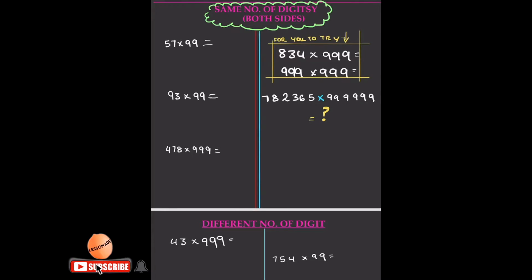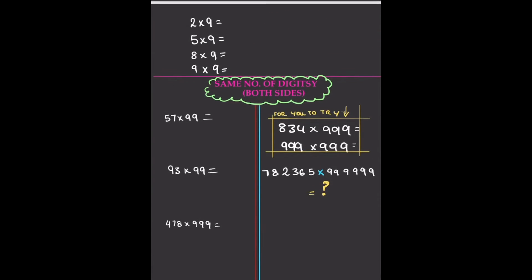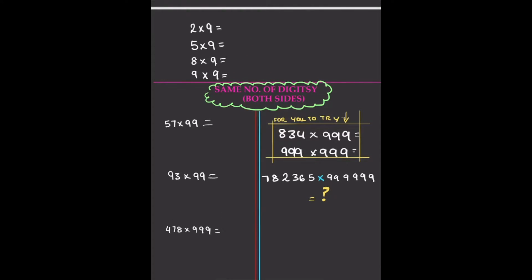Do you guys know how to times any number by a series of 9? If you don't know, don't worry, I will show you in this video. But before we get started with these questions I've got here, let's go with the simple ones and start with the basics. So let's start with 2 times 9, 5 times 9, 8 times 9, and 9 times 9. These are the questions we're first going to start with.